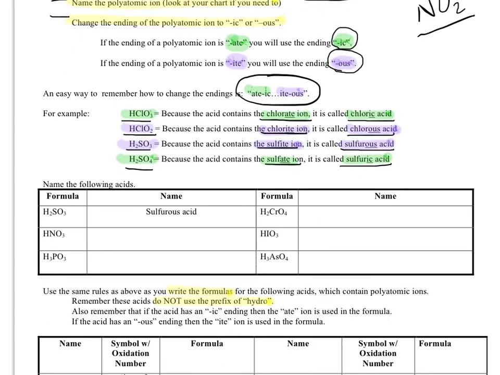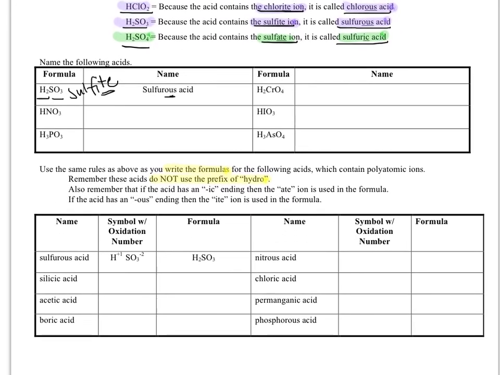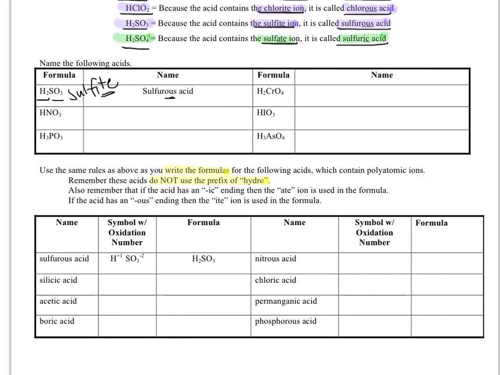Here's an example. Hydrogen and the sulfite ion, SO3. So that ite ending changes to us. It's sulfurous acid. Remember, do not start with hydro. So you can go ahead and practice those, but I am going to show you how to go in the reverse direction, so you can work on that also.